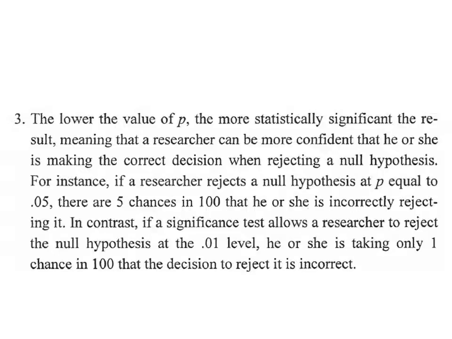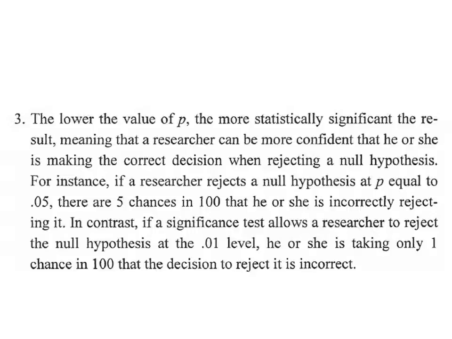The third important concept from sections 20 through 26 is that they're making the correct decision when rejecting a null hypothesis. So for example, if a researcher rejects the null at a p equal to 0.05, there are 5 chances in 100 that they're incorrectly rejecting it. Now remember, we talked about this from the number of days that it would rain, if the weatherman said it's a 5% chance of rain. So if you have forgotten that, go back and review sections 20 through 26.